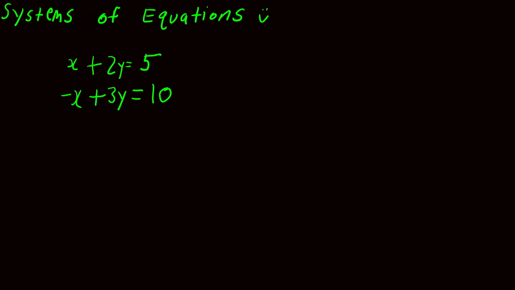Hey guys, so today we're gonna look at systems of equations. So, our first question: x plus 2y equals 5 and negative x plus 3y equals 10. So, what is a system of equations?